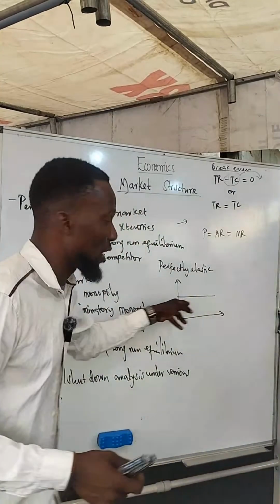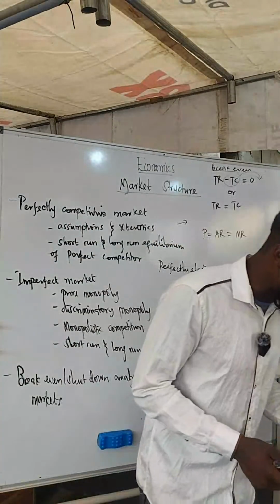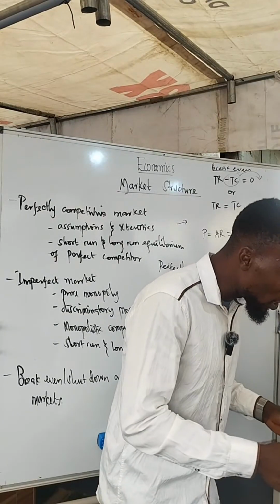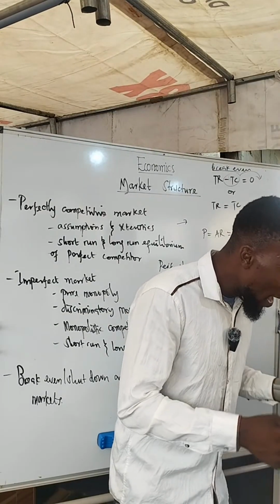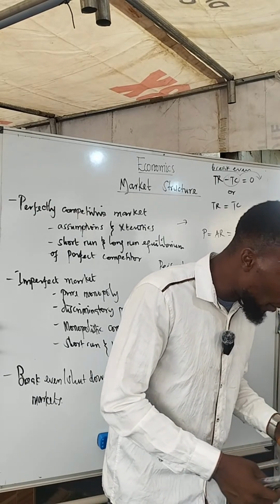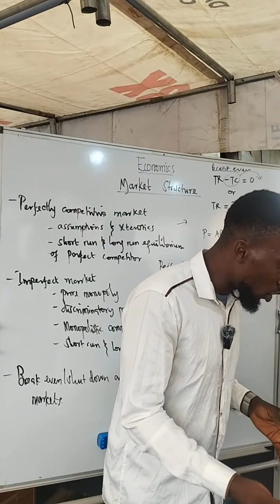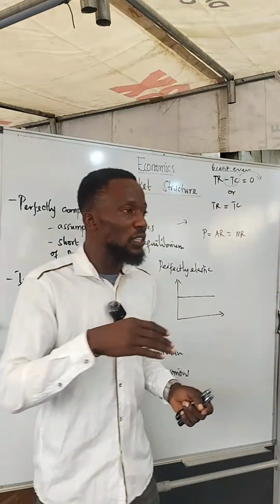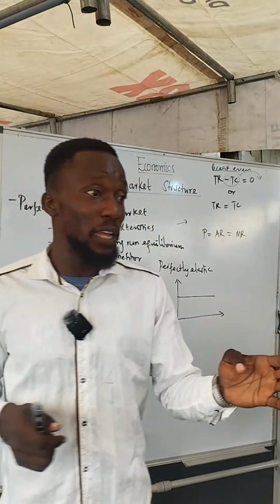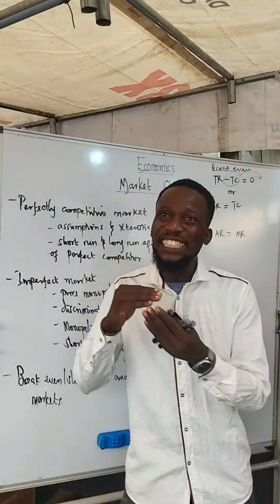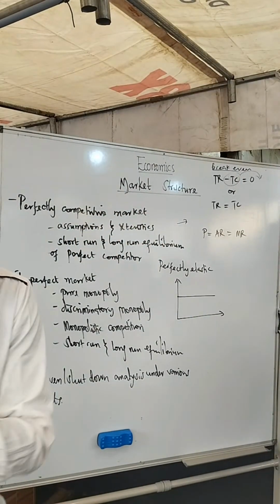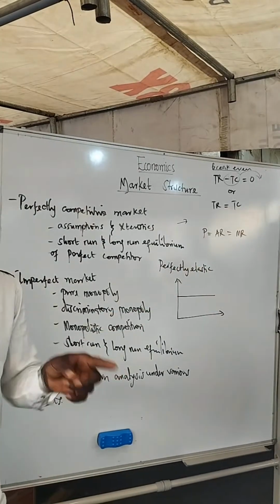I've already said it. It is a perfectly elastic demand curve. It means that at the ruling price, all the quantities will be demanded. Any attempt to charge a higher price by any of the firms will lead to loss of its customers. So in a perfectly competitive market, if there is a ruling price, that is a fixed price. If a firm tries to increase the price a bit, that firm will lose its customers exponentially.